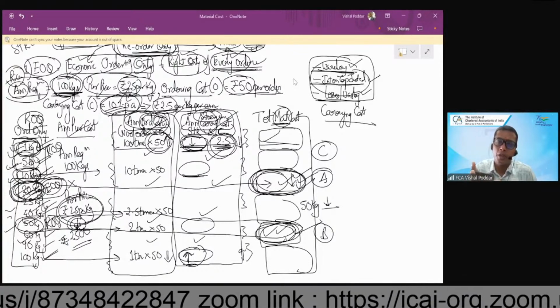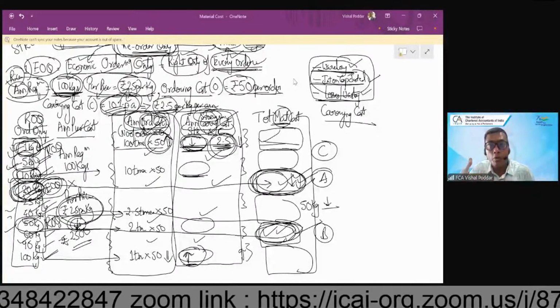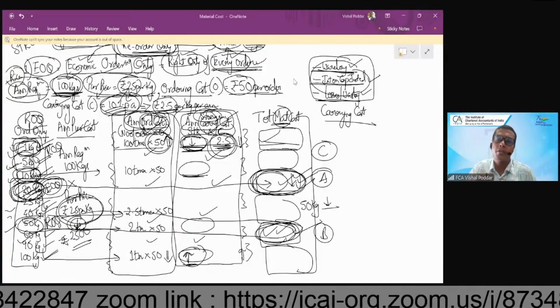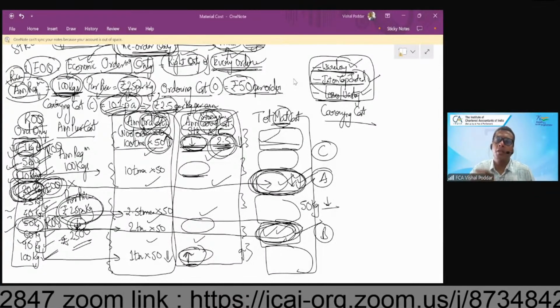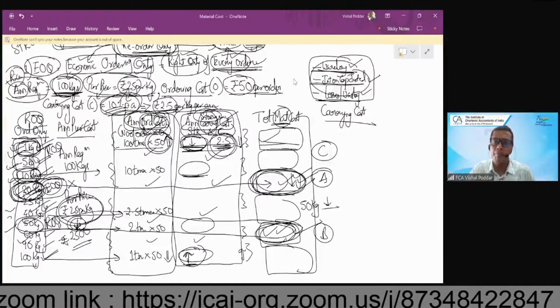Please understand and appreciate one thing. Until and unless I make a plan, I will not be able to proceed. How will I plan anything? How will I place the first order? I have to plan something. I have to estimate something. Maybe my estimates are wrong, I'll keep on revising.